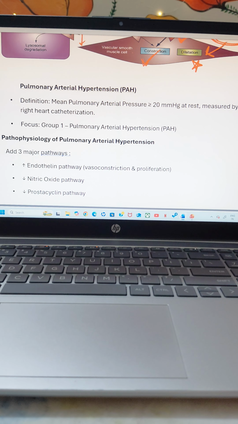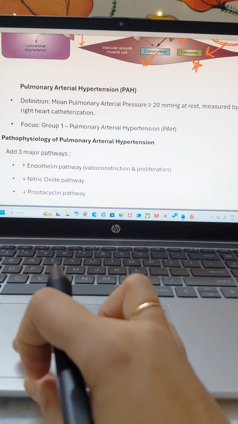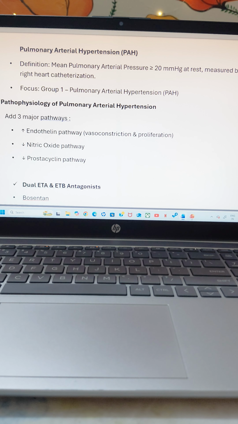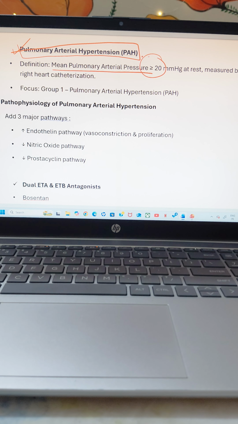So where we will see this endothelin in action, mainly we'll see them in pulmonary arterial hypertension. Pulmonary arterial hypertension means the mean arterial pressure of pulmonary arteries is more than 20 mm Hg at rest, measured by right heart catheterization. There are different types of pulmonary hypertension, but our main focus is on group 1, which is caused by arterial hypertension. In this, the endothelin acts, so we'll focus only on group 1.